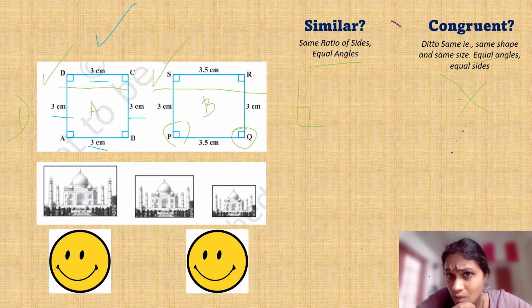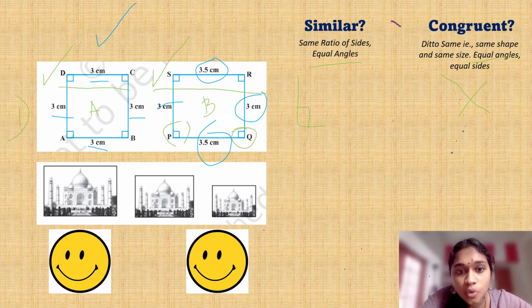Is B also a square? Does B also have equal sides? No, it has 3.5 on two sides and only 3 on two other sides, which means that the ratio of its side lengths is not 1:1:1:1. It's something different, because one side is 3.5, another side is 3, right? So even when you simplify 3.5 is to 3 is to 3.5 is to 3, you will get something different than 1:1:1:1. So they don't have the same ratio of sides, these two figures, so they are not similar either. They are neither similar nor congruent.